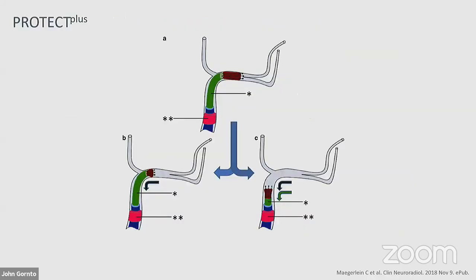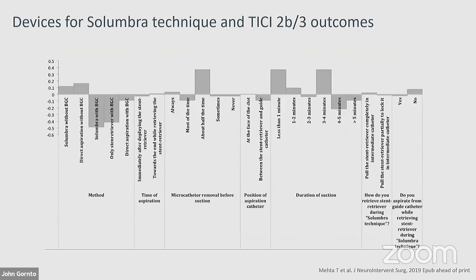This is a very recent publication, the Protect Plus technique, where they did everything you can imagine. You have a balloon guide catheter, and you do an aspiration additionally to inflating the balloon. You make an aspiration here, you do an aspiration here, you wedge the clot into a distal access catheter, and the results are very good. But yeah, I come to this point a little later.